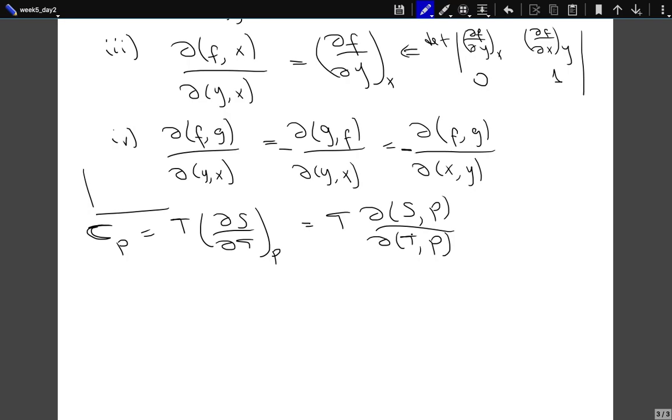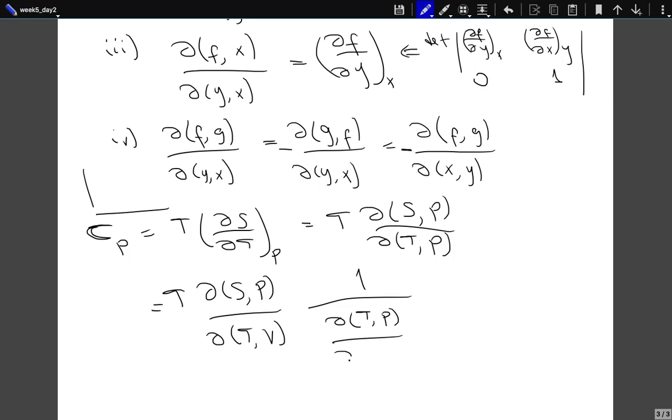Now, what I would like to use is, I don't like T and P as my variables. I would like to use T and V as my variables. So this is equal to the Jacobian of S and P with respect to T and V, times 1 over the Jacobian of T and P with respect to T and V. Now you can just hypothetically imagine that you are cancelling this one with this one, and it leaves you the original Jacobian.